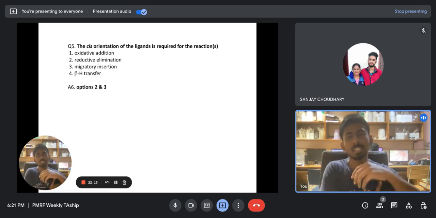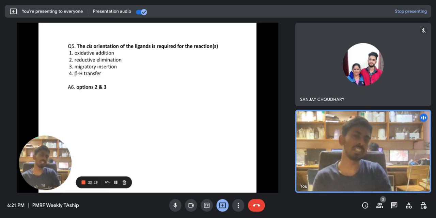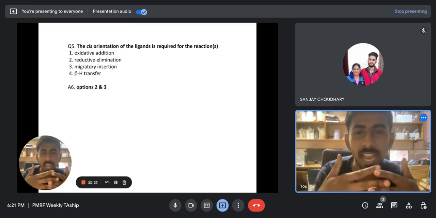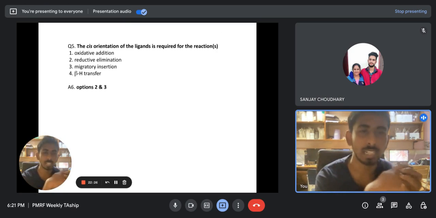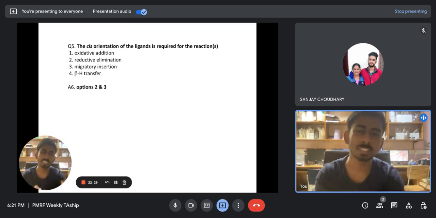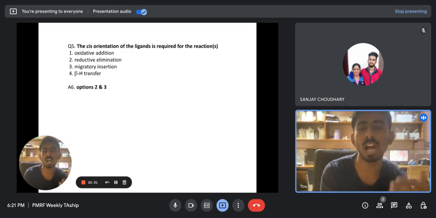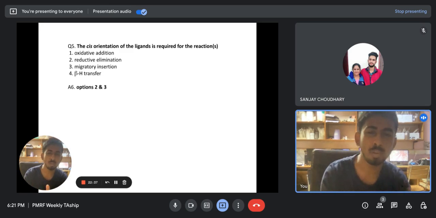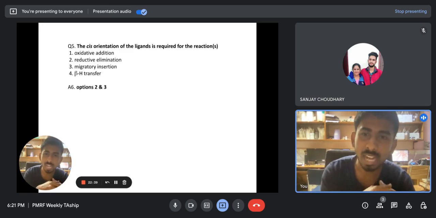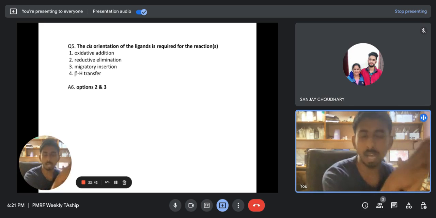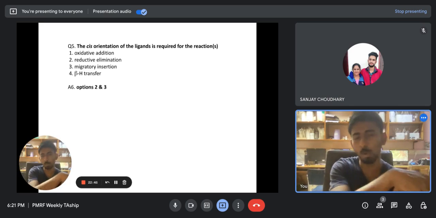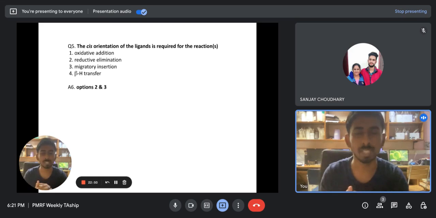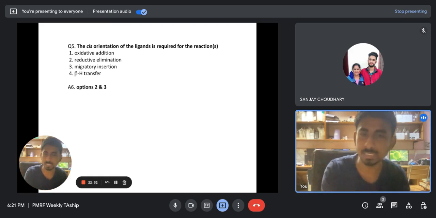Now, for oxidative addition, we don't need any kind of orientation of the ligand. We just need a bond that can be added oxidatively across the metal center. It can be a CH bond, it can be a CX bond where X is bromo or chloro or iodo or anything like that. So for oxidative addition, we do not need any orientation of the ligands. In case of beta hydride transfer also, the beta hydride that is bonded to the beta carbon atom should be proximal to the transition metal. That is also not demanding the cis orientation of the ligands.